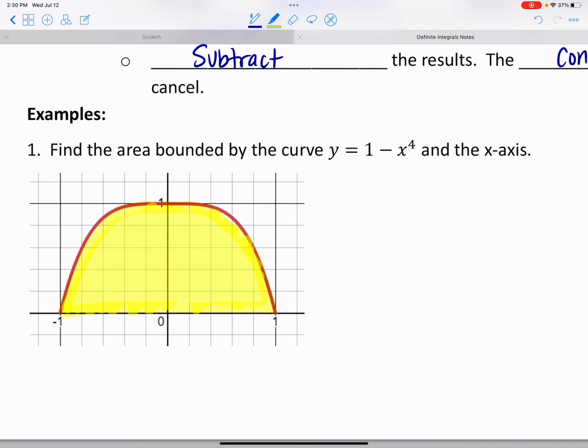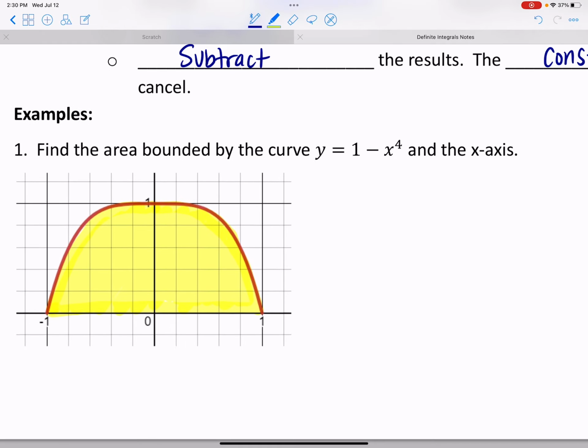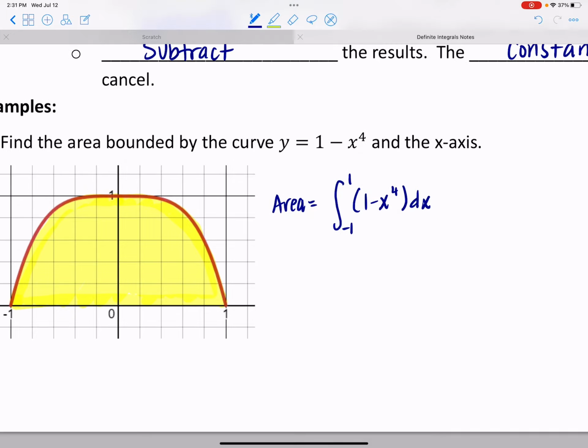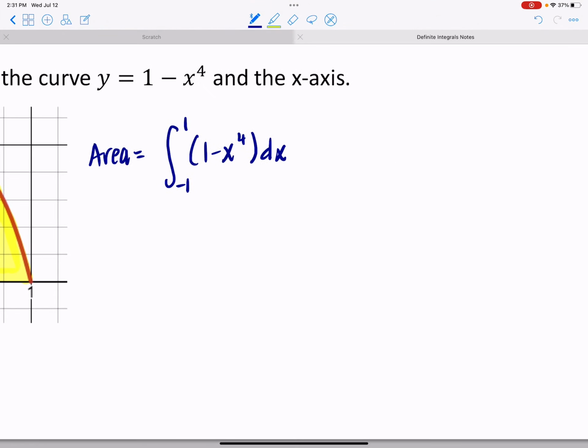Now the geometric approach, again, is not really going to work here because this is an irregular shape. We don't have a formula to find the area of this shape. Again, this is where the calculus is super helpful. So let's take the fundamental theorem of calculus and use it to find this area. This area is going to be the definite integral from -1 to +1 of our function 1 minus x to the 4th. There it is.